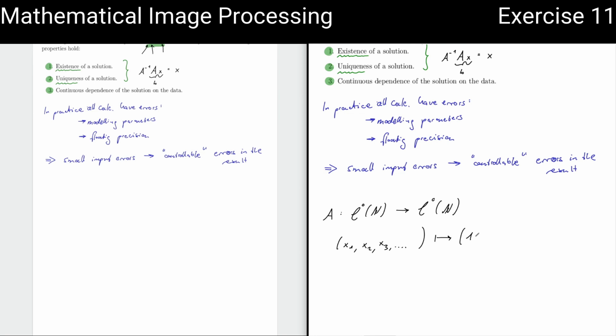But now the first term is multiplied by 1. The second term is multiplied by 1/2. The third term is multiplied by 1/3, and so on. As an example, if I have a constant sequence, the sequence that only consists of ones, then A maps this constant sequence to the sequence 1, 1/2, 1/3, 1/4.